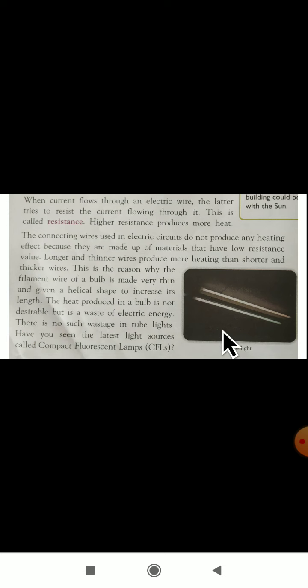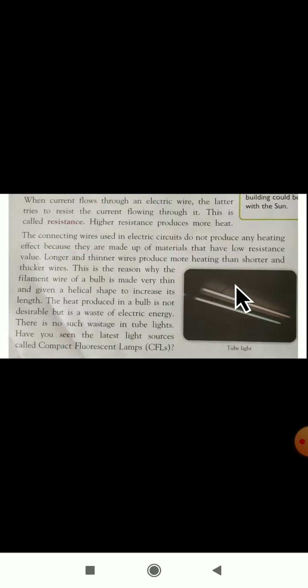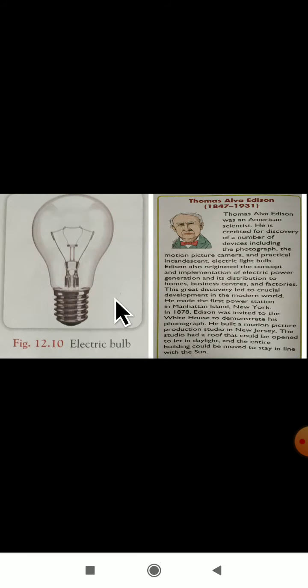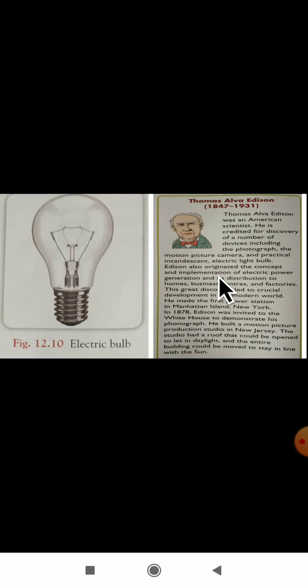A tube light will consume less electric energy, but an electric bulb will consume more electric energy, and there is a wastage of electric energy in a bulb, but there is no wastage of electric energy in a tube light, because the tube lights have what here? The longevity of a CFL is about 8 to 10 times more than the ordinary bulb. Okay, so for that purpose using a tube light is good.